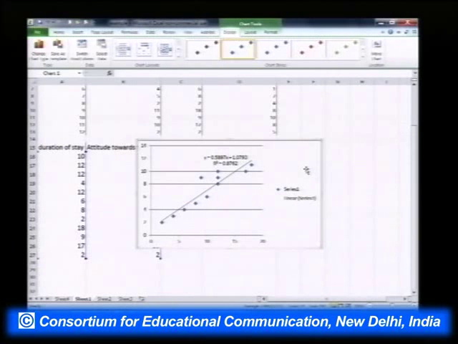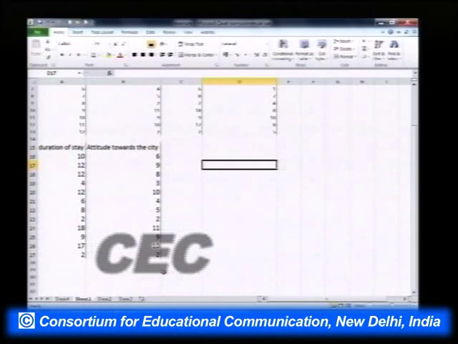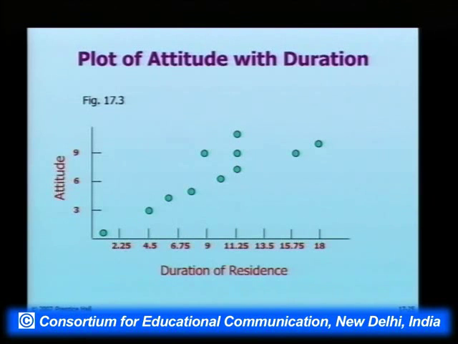So looking at this, we know that we can first fit a scatter diagram, and once we have fitted the scatter diagram, if there seems to be a linear relationship, either positive or negative, then we can go on and perform the regression equation, the regression analysis.